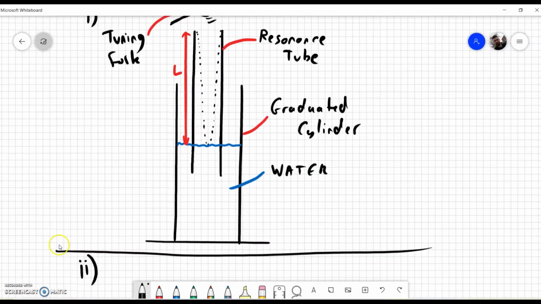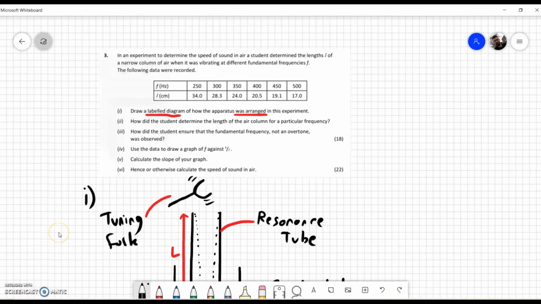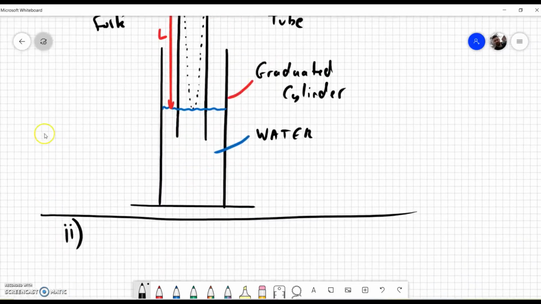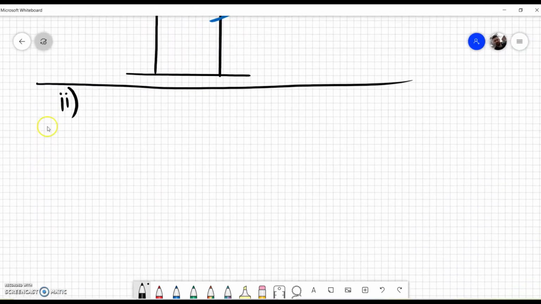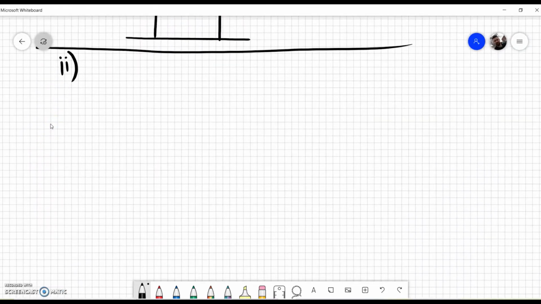Okay, so if we then look at the second part of the question, it says, how did the student determine the length of the air column for a particular frequency? So let's just take quick note of the question. It's asking us, how did the student determine the length? It's not asking how did you record the length. Although we could maybe answer that particular detail as well, it's asking you how do you know what length is appropriate to record when you actually are doing this experiment.